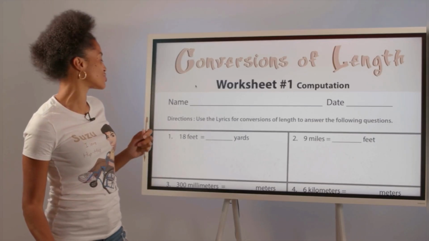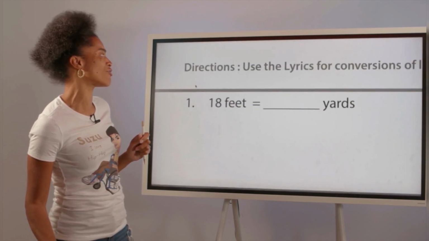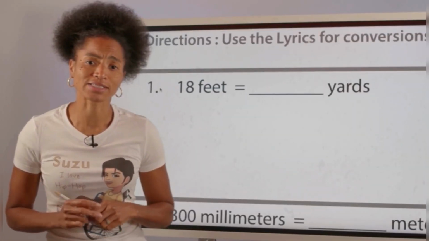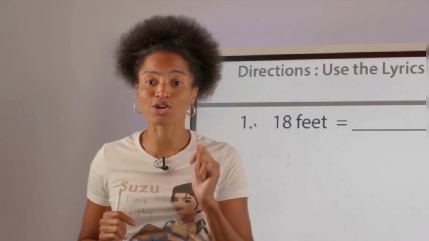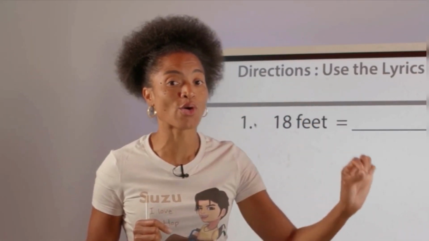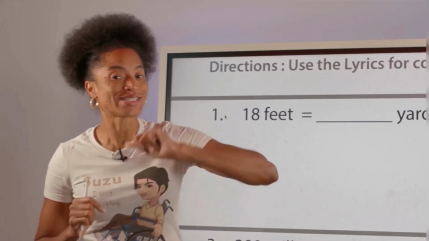I need you in your student workbook. We're knocking this out together. As a group, you don't have to do this by yourself. Let's look at the lyrics. 1 yard, 3 feet. We are going to go from what we know to where we want to go. Go from what you know to where you want to go. Say it. Go from what you know to where you want to go.